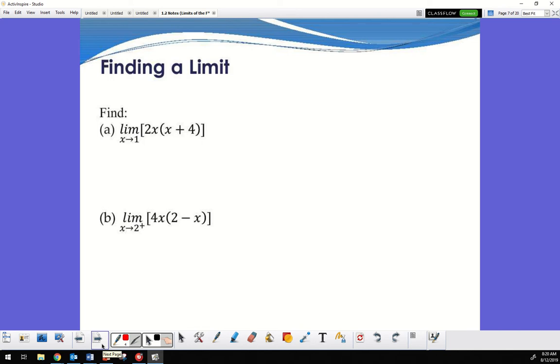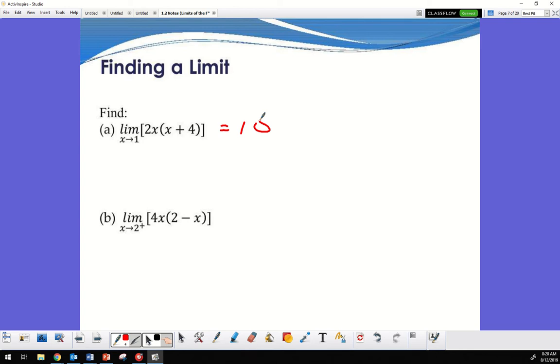For this one, is there a restriction? No? Okay. So if there's no restriction, then I just need to plug it in. So what is my number going to be? 10, right? 1 plus 4 is 5, times 2 is 10. All right, what about this one? Is there a domain restriction?